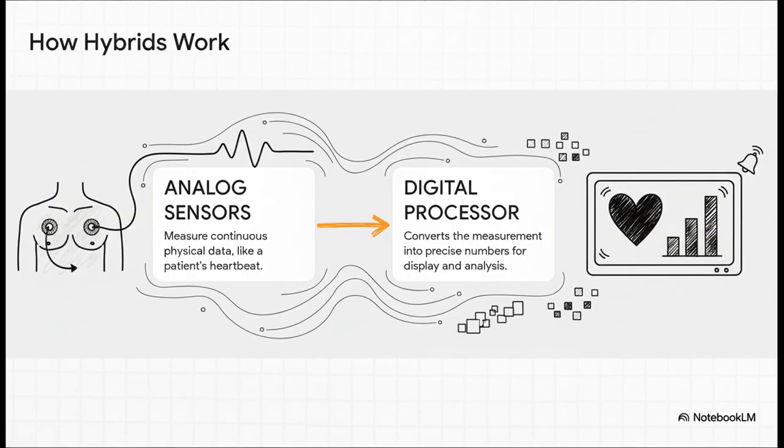And this is just a brilliant illustration of that idea. In a hospital ICU, you've got analog sensors on a patient that measure the continuous wave-like signal of their heartbeat. That analog signal then gets piped into a digital processor, which counts it and turns it into a precise number, say 72 beats per minute, and slaps it on a screen. It's the perfect partnership, and it literally saves lives.